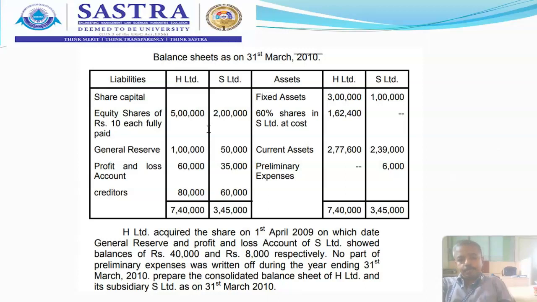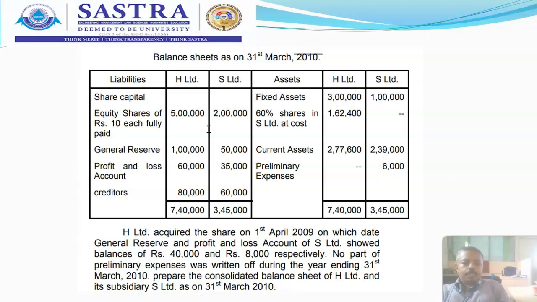But at the time of acquisition, the profit was less. The accumulated profit as well as the General Reserve was less. That means a year before. That's why they gave this additional information. Then no part of preliminary expenses was written off during the year. So that's why this additional information is given as on 31st March 2010.